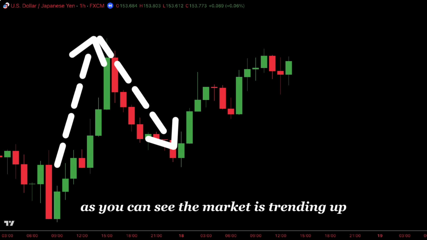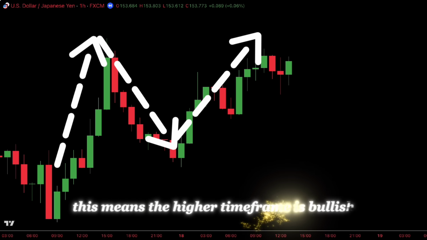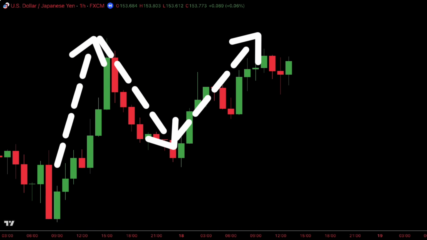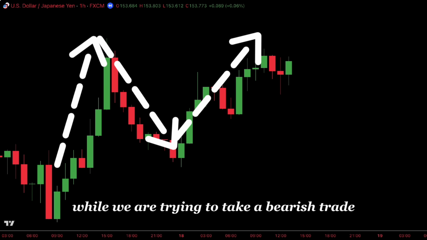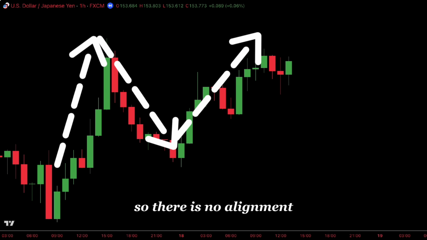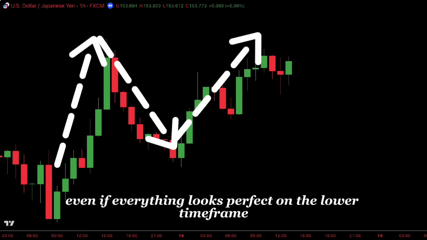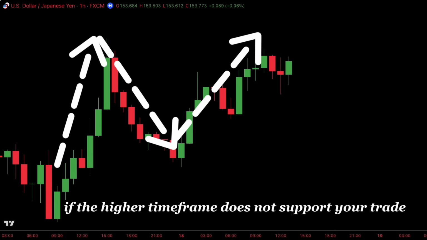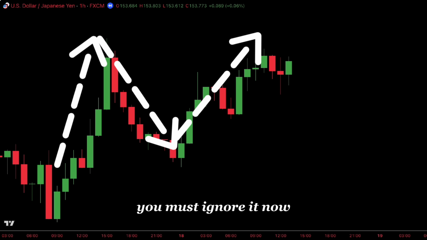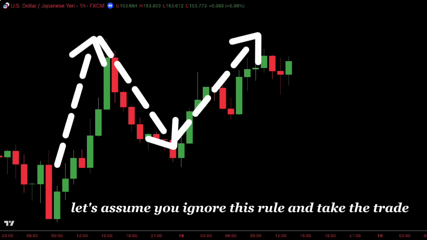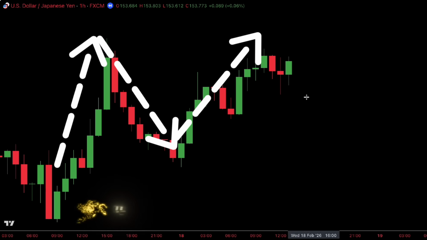As you can see, the market is trending up. This means the higher time frame is bullish, while we are trying to take a bearish trade. So there is no alignment. And this is where most traders make mistakes. Even if everything looks perfect on the lower time frame, if the higher time frame does not support your trade, you must ignore it. Now, let's assume you ignore this rule and take the trade anyway.